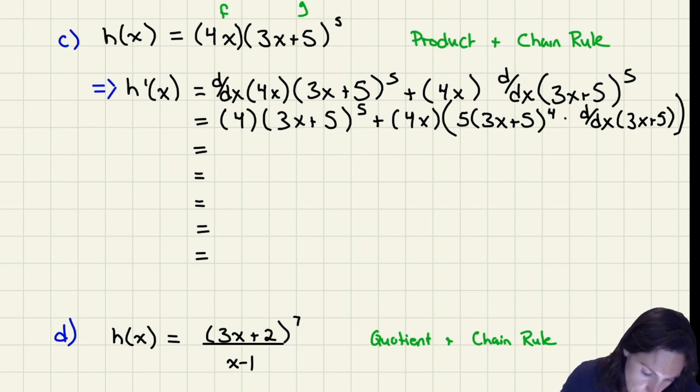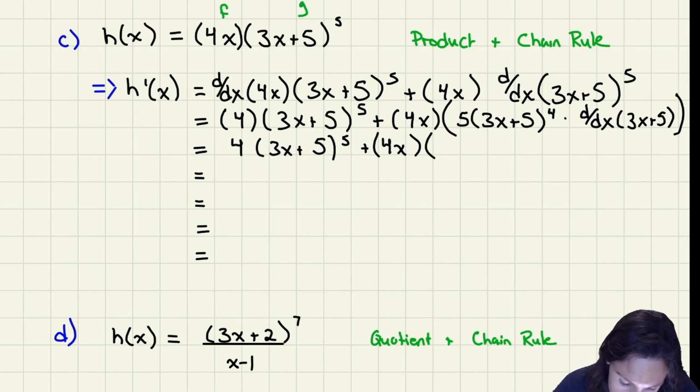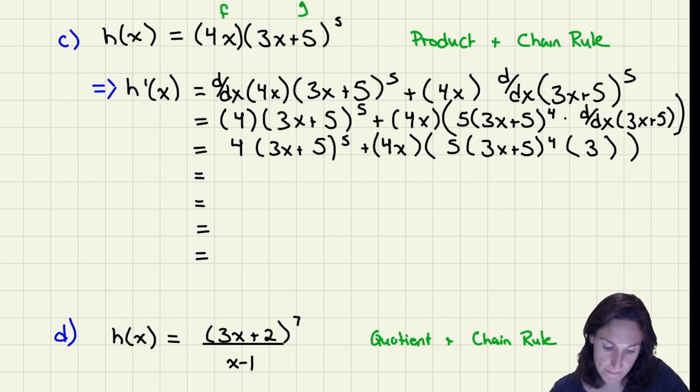Now, let's see what we have here. So I have (3x plus 5) all to the power of 5, and then I have plus 4x times 5 times (3x plus 5) to the 4, and then this is times just 3. Okay, the derivative of 5 is just a constant, so that's just 0. And now what we have, these are all being multiplied. This term, this term, this term, and this term.